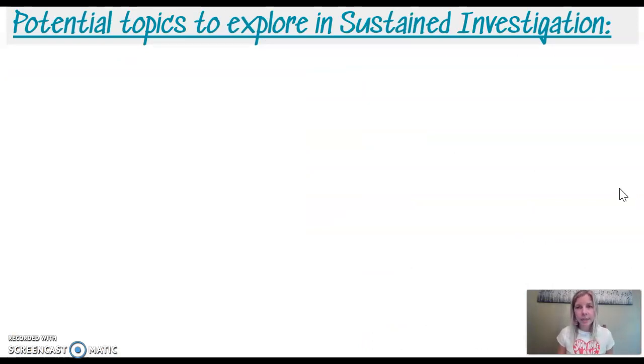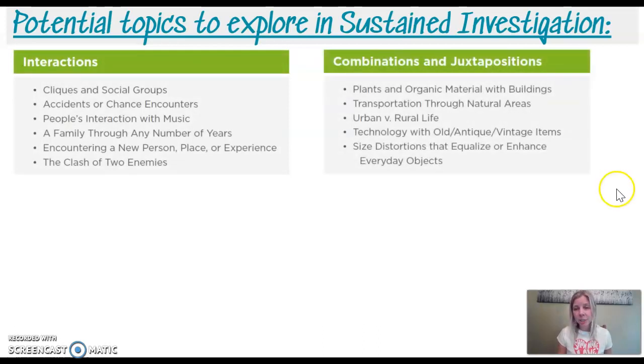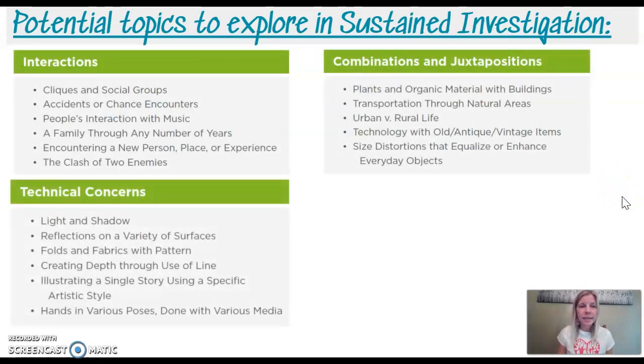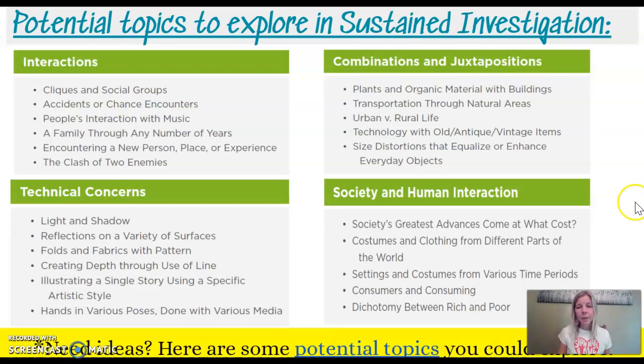Now, for your sustained investigation topic, there are many different categories that you can explore. Interactions, combinations and juxtapositions, technical concerns, society and human interaction. These are all really complex and interesting topics that you could think about. Now, on the assignment page, I have this list of potential topics and even more. I found this list from the Art of Education. It's a wonderful resource. Now, of course, you can choose something from this list or go on your own.